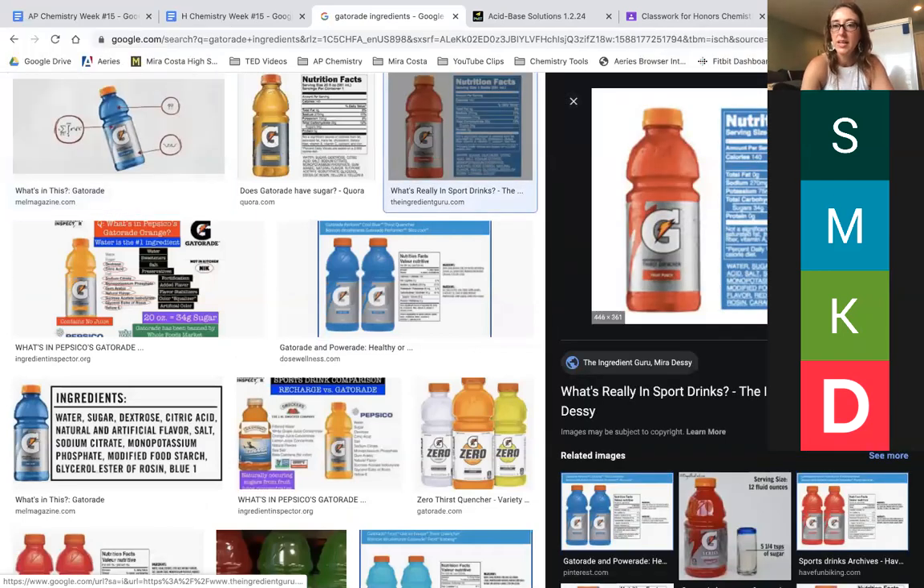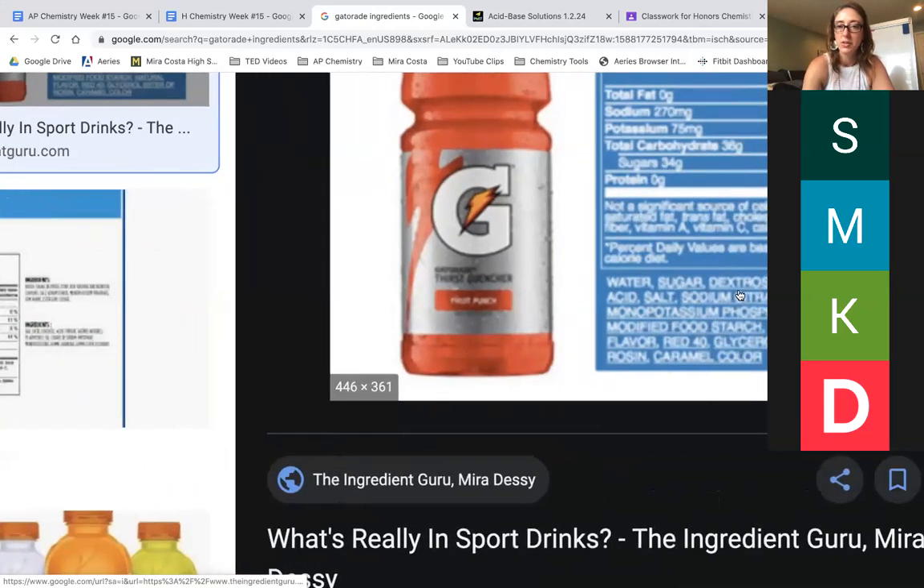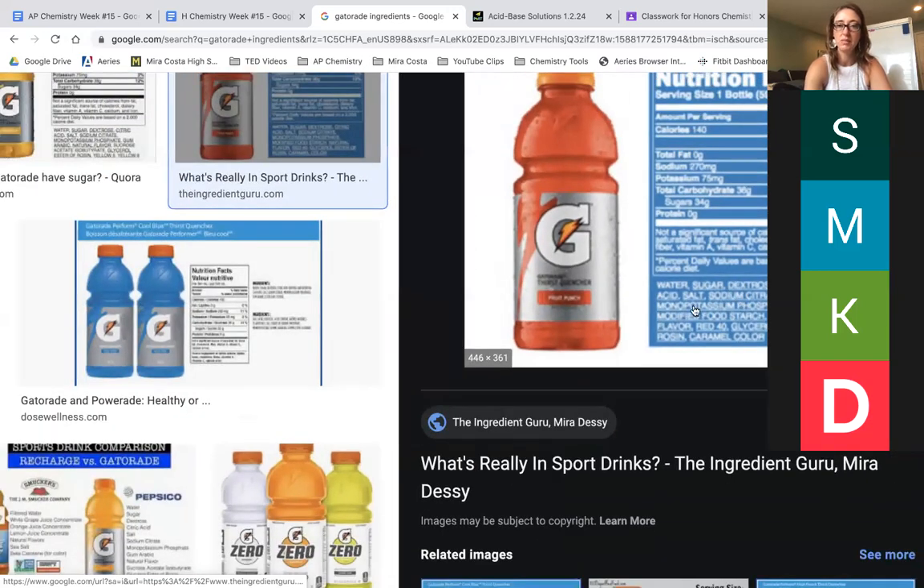So if we look here at the ingredients of Gatorade, you'll see it's water, sugar, dextrose, citric acid, salt, sodium citrate, monopotassium phosphate, food starch, natural flavors, red 40, glycerol, and some color in there. So we do see some charged particles in there. That's sodium, that's potassium. And those are what's making Gatorade an electrolyte, because they're charged particles that are flowing within that liquid. So indeed, it would conduct electricity.